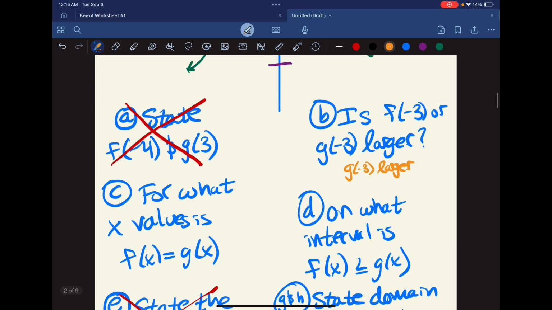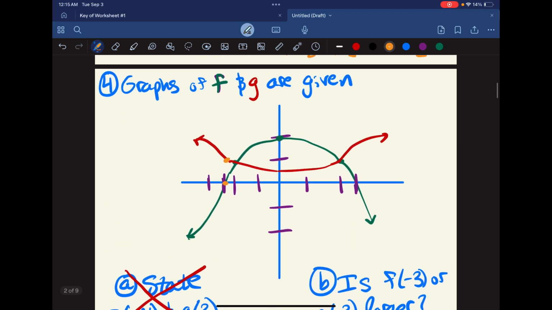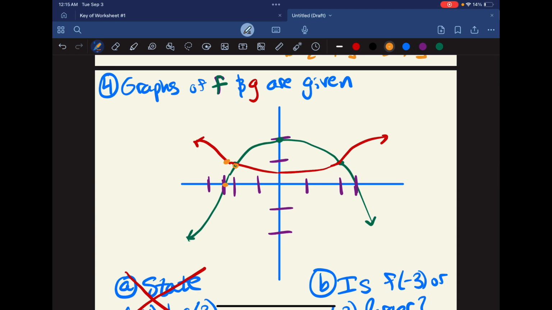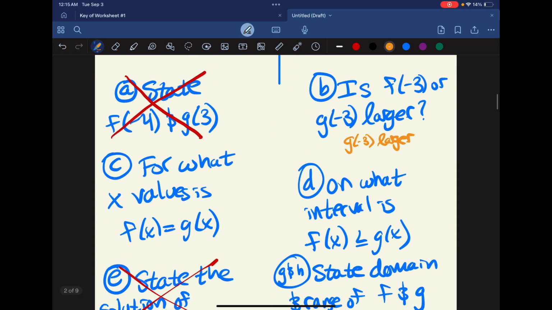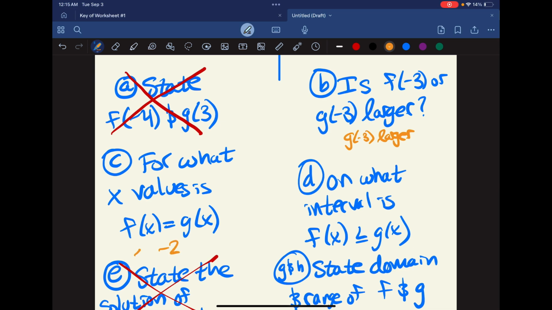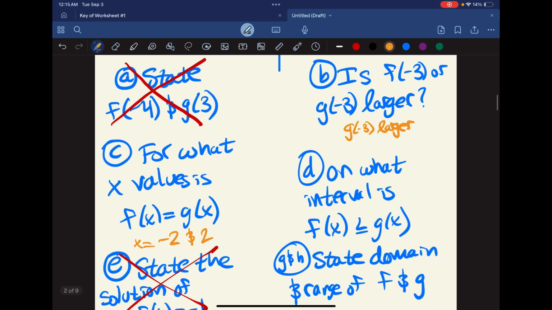Okay, so now for what x values is f of x equal to g of x? Well, we can see that it intersects here at -2 and +2. So we would say x equals -2 and +2.